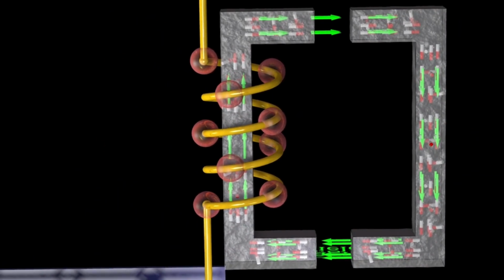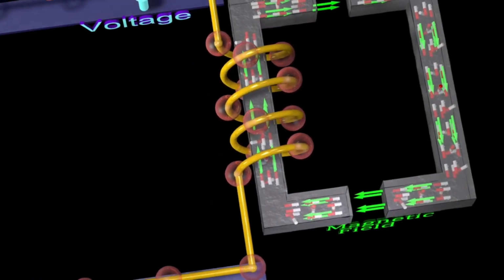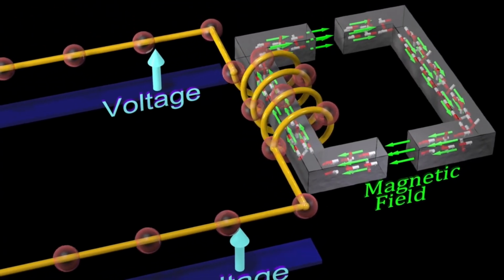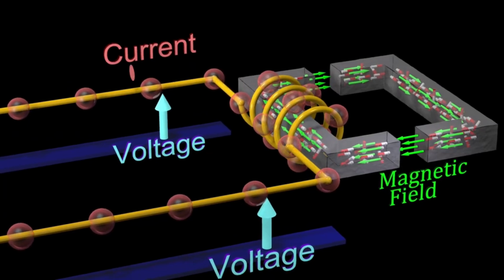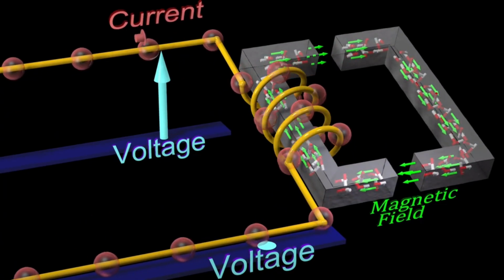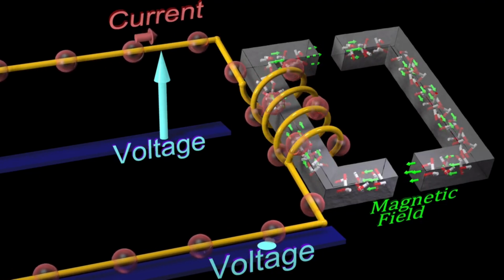The percentage of magnets that are still aligned in the same direction when the current returns to zero depends on the type of magnetic material we select. Materials where a high percentage of magnets are still aligned when the current is zero dissipate more energy as heat as the magnets flip back and forth.